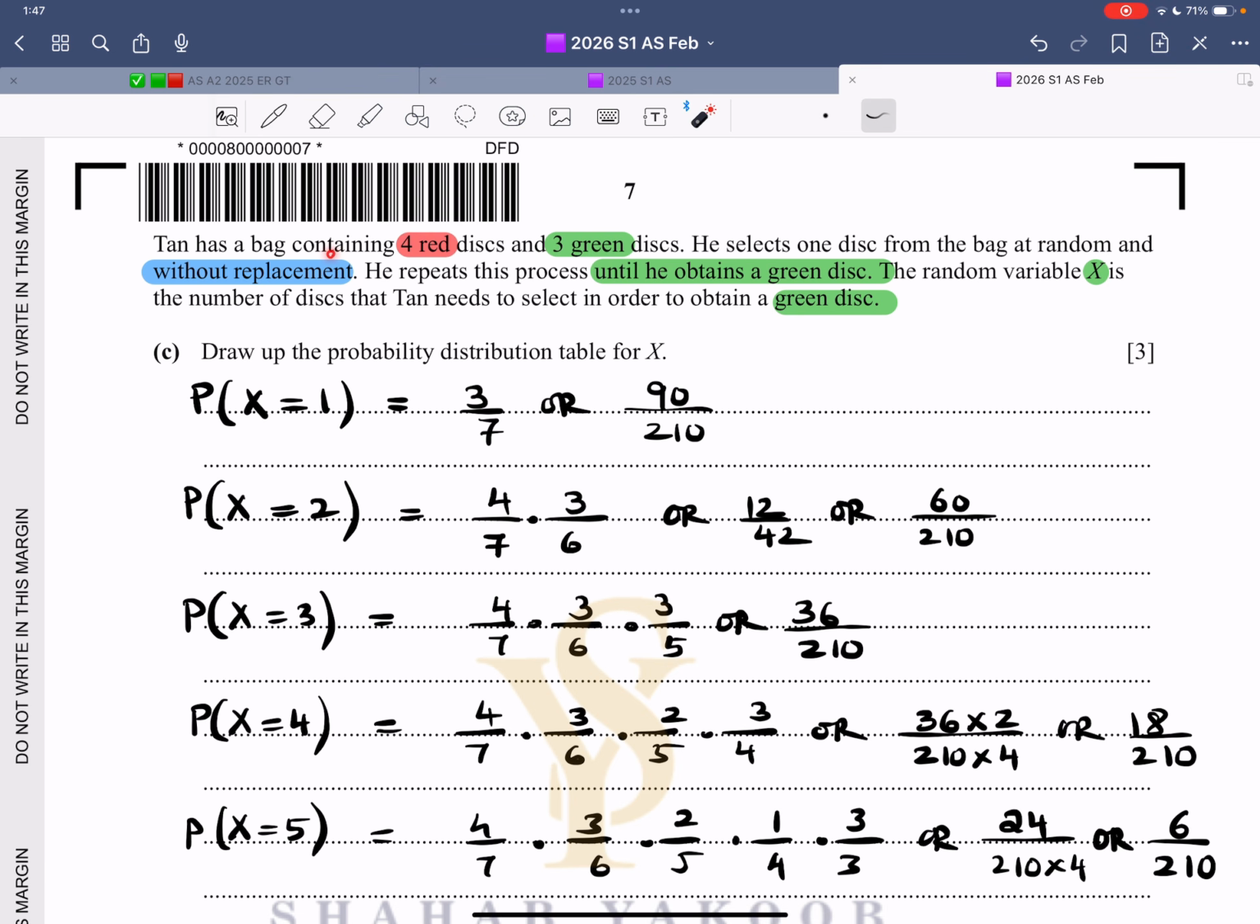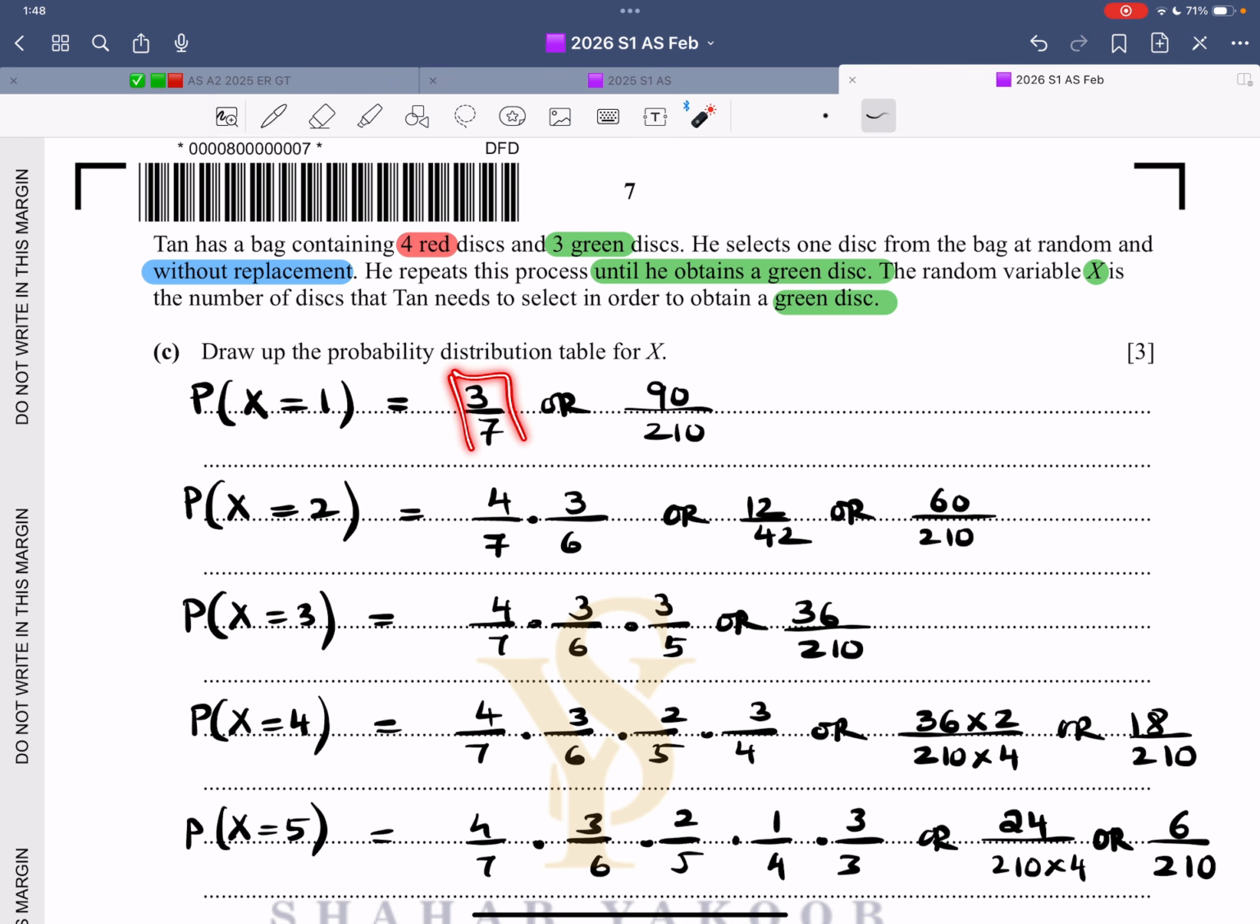He has a bag containing 4 red and 3 green discs. He selects one disc from the bag at random and without replacement. He repeats this process until he obtains a green disc. So this is also obtaining about a certain color, but since it's without replacement, this is not geometric. Geometric, the probability has to be fixed. So this you have to work it out. The random variable X is the number of discs that Tan needs to select to obtain a green disc. Draw up the probability distribution table for X.